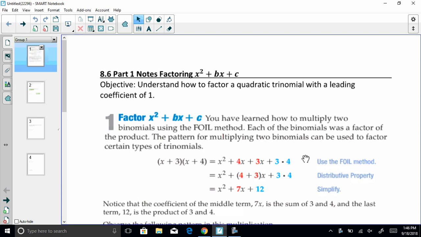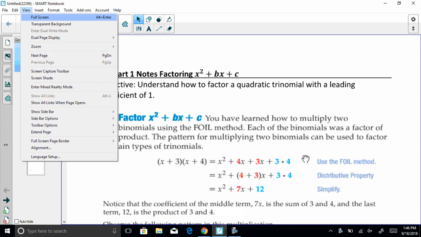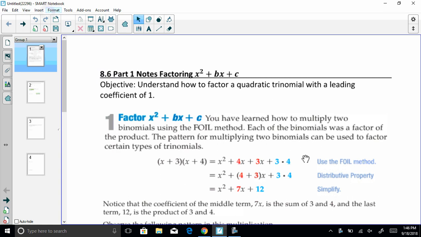All right, hello everyone. Going to finish up the notes here from this morning. Okay. First, we talked about we are factoring quadratics today.